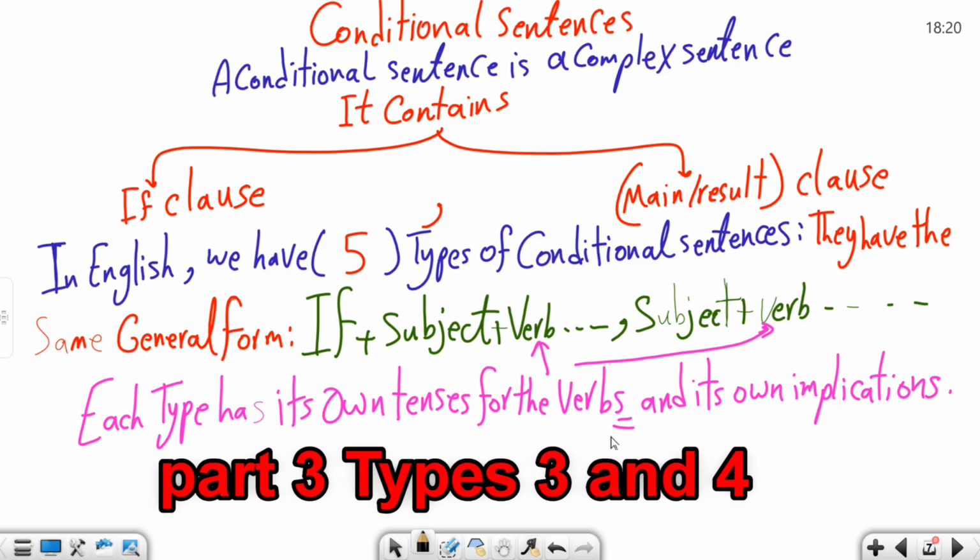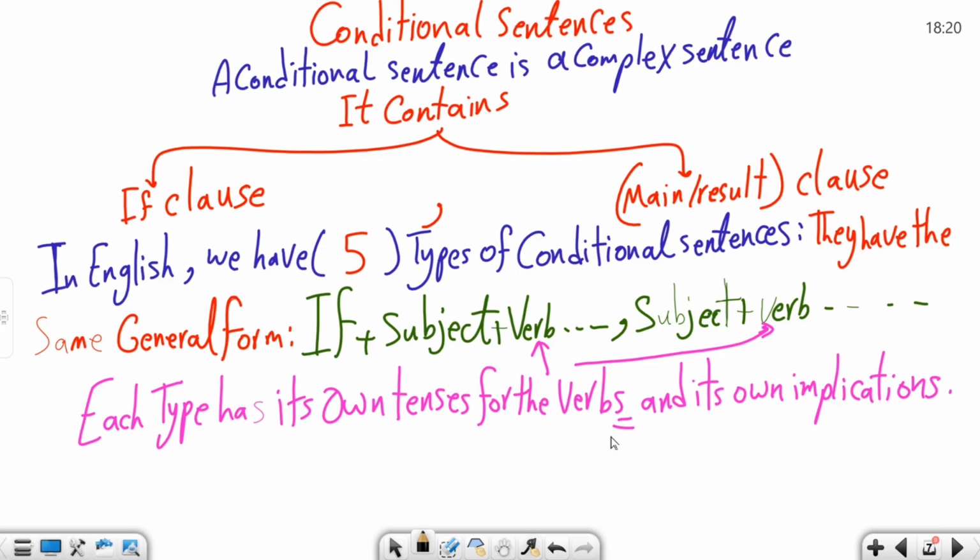Today we are going to talk about conditional sentences. Today is going to be part 3, because in part 1 we talked about conditional sentences in general, and we spoke about the general form of conditional sentences. We said that a conditional sentence is a complex sentence, which means it is made up of two parts. The first one is the if clause, the second is the main clause.